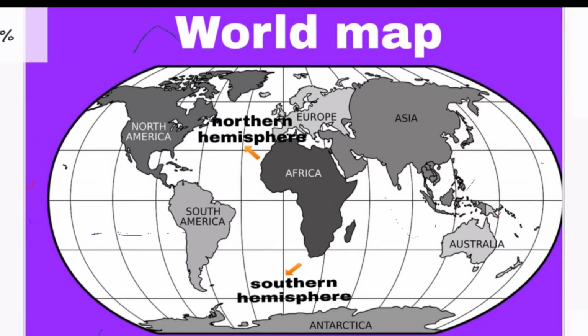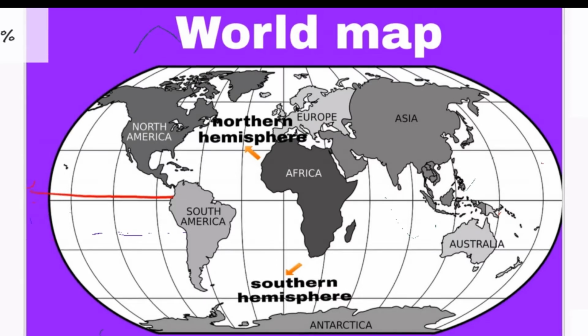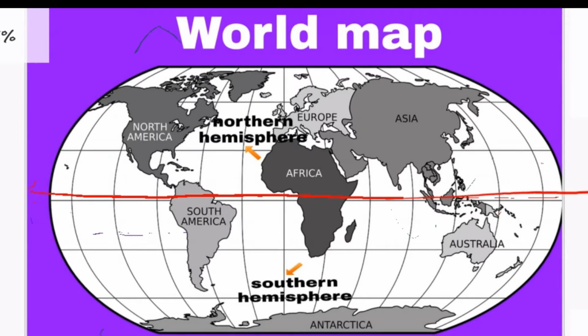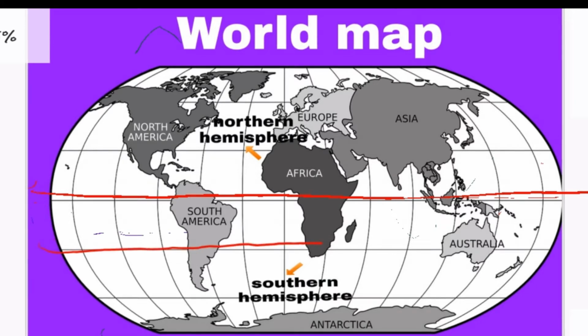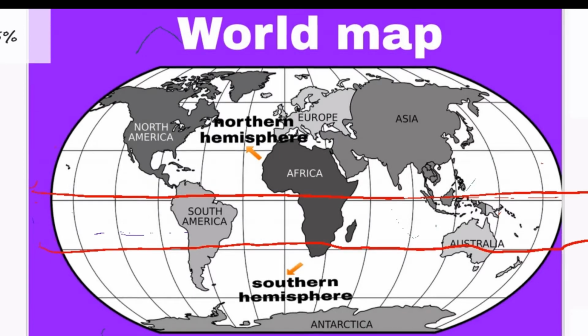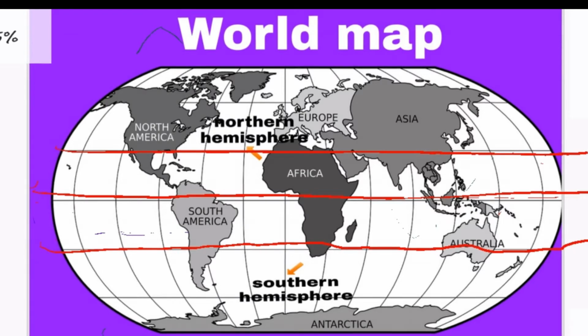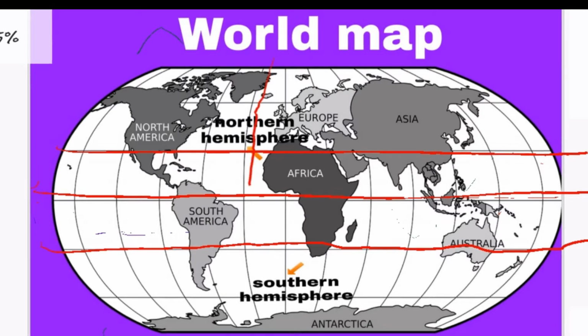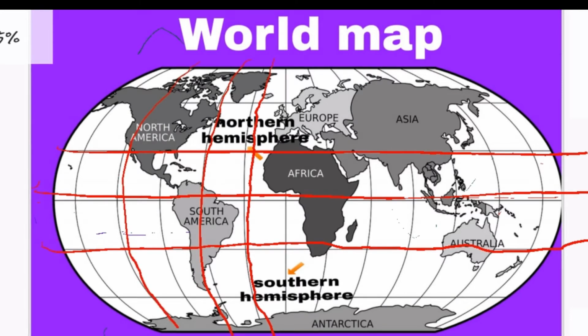So horizontal lines means which run from west to east. These lines are called horizontal lines, and also these lines are called latitudes. And which lines run from north to south, means pole to pole, north pole to south pole, these lines are called longitudes.